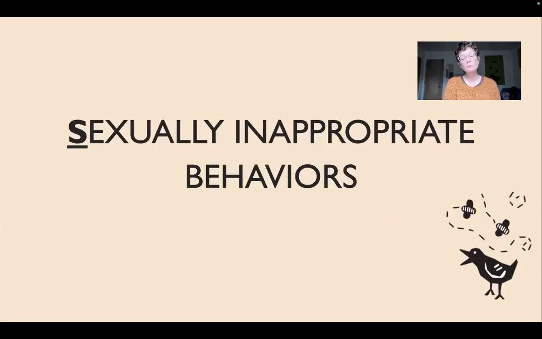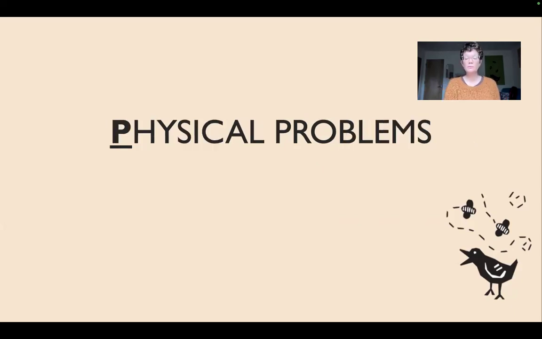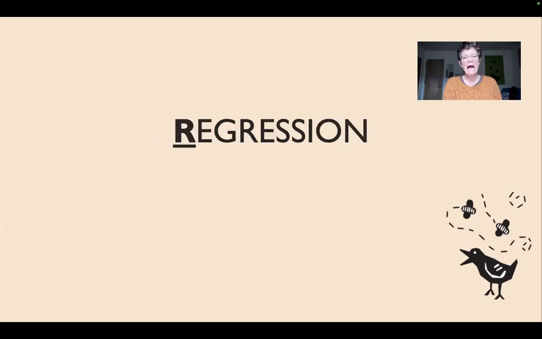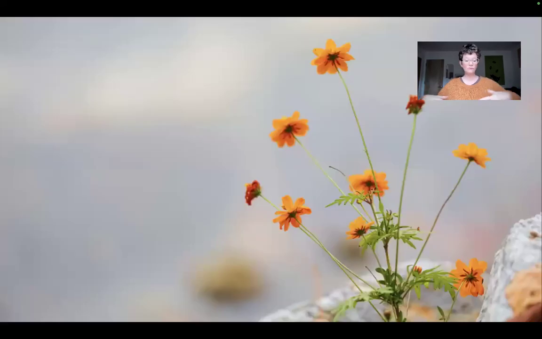S is for sexually inappropriate behaviors. These are behaviors that are inappropriate because they are usually adult-like and sexualized. P is for physical problems. Oftentimes when kids have experienced sexual abuse, they develop different kinds of physical problems, so we'll look at some of those. E is for emotional issues. This is pretty obvious. Kids who've been sexually abused can oftentimes have some pretty big emotional issues. R is for regression. Kids with sexual abuse in their past or current can oftentimes exhibit some regressive behaviors. So that's Casper. Short and sweet.